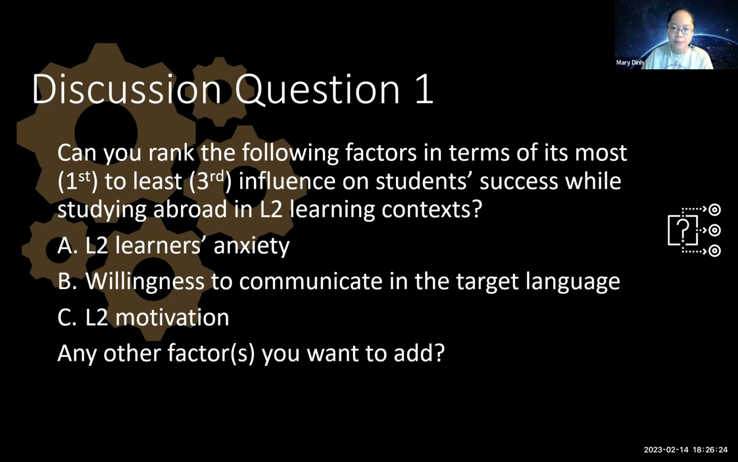You can see from your own answers that you ranked them differently. Some people say motivation is the most influential, but others may think it is the willingness to communicate and commitment. But the majority seems to agree that motivation is really important. Yingru, can you share why you chose motivation as the most important and anxiety as something that doesn't really affect the student's success? Because if you have the motivation to communicate while you are studying abroad, I think you can overcome the anxiety, and you also have the willingness to communicate in the target language. That is why I think motivation is the most important thing.